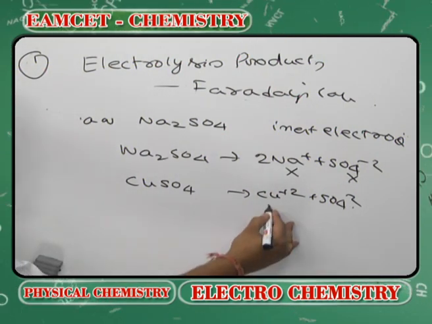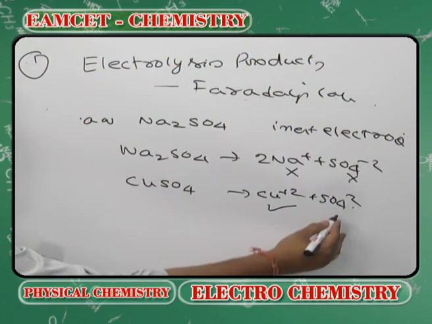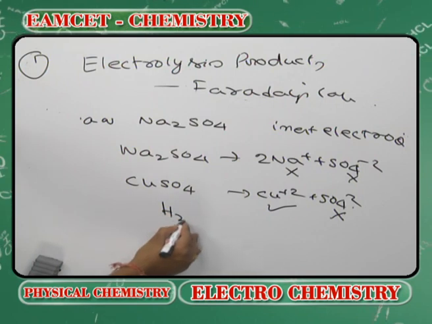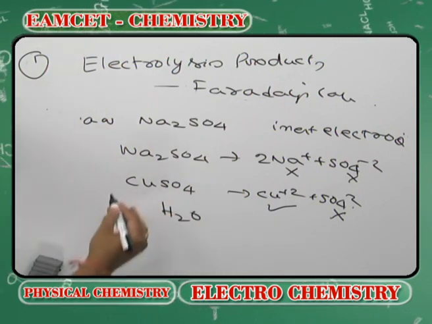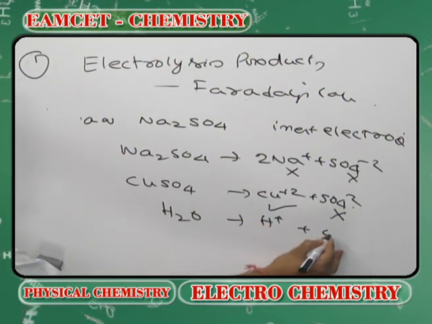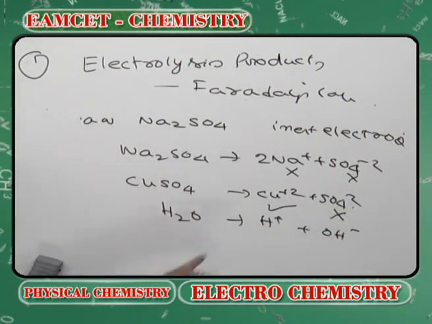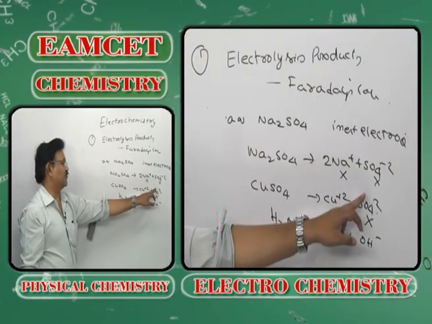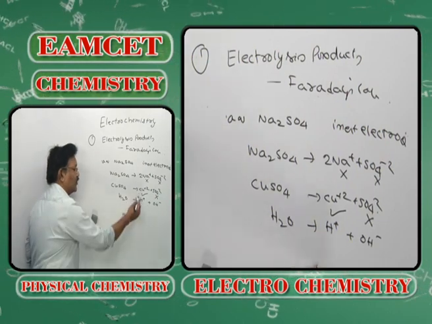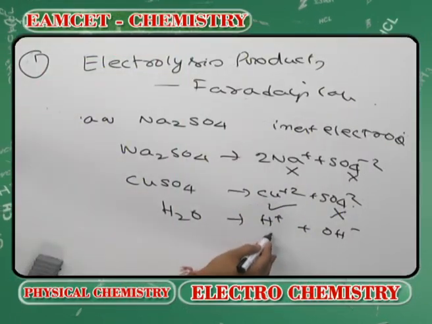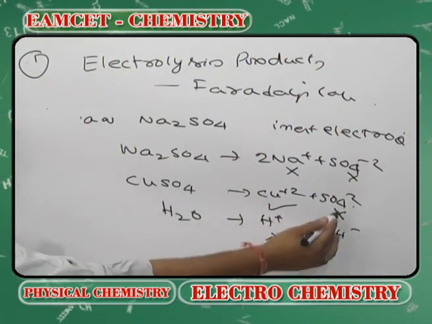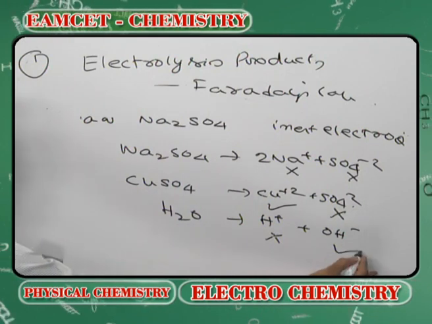Cu plus 2 undergoes reduction and SO4 minus 2 does not undergo oxidation, because water is present. When aqueous H2SO4, CuSO4 solution is subjected to electrolysis, which ions will reach the cathode? Cu plus 2, H plus, SO4 minus 2 and OH minus reach the electrodes. Now which will undergo reduction at the cathode? Copper ion. Which will not undergo reduction at the cathode? H plus ion. And OH minus ions will undergo oxidation at the anode.